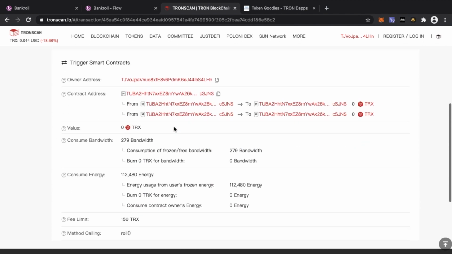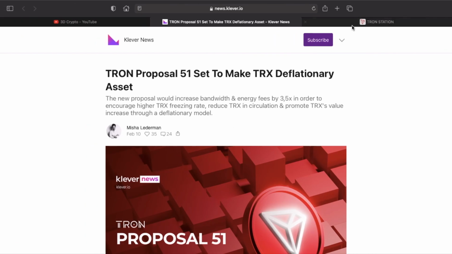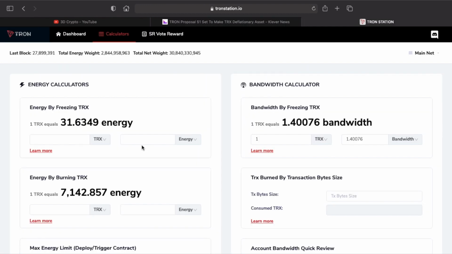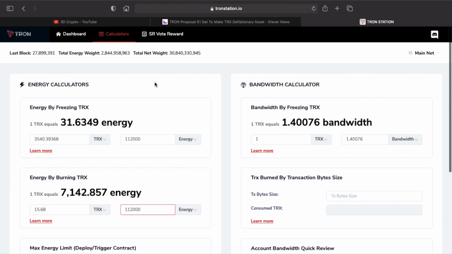And this is the second increase. So before, energy, not such a big issue, because even if you did use a bit of energy, it would take maybe a couple of Tron, 10 Tron, 5 Tron max. So it wasn't a big thing, but now it can take potentially quite a lot of energy. So 112,000 of energy would require me to freeze 3,540 Tron. It's a lot of Tron to tie up for energy. And if I just use Tron to pay for it, 112,000 would cost me 15 Tron. So that one roll would have cost me 15 Tron, which is still not too bad.